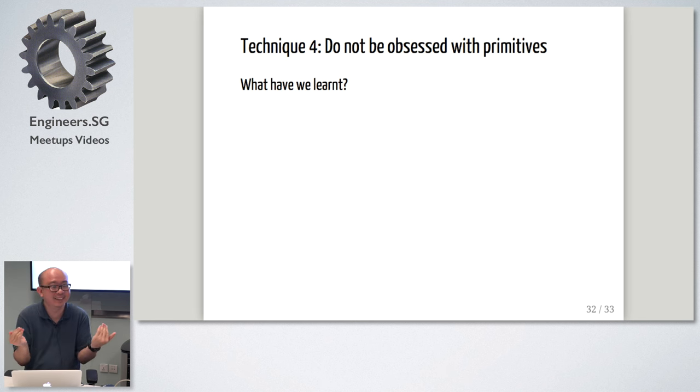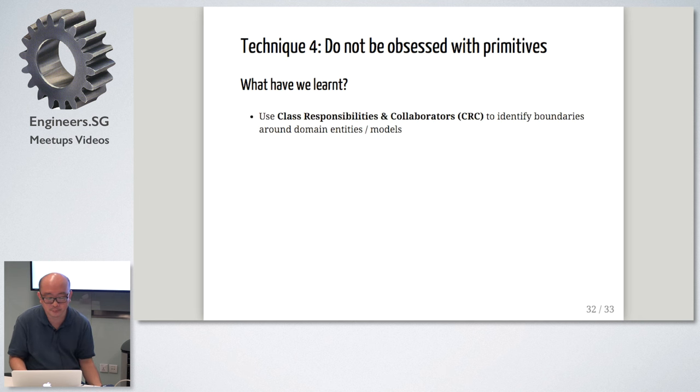Thank you. Okay, so what have we learned so far? We use CRC cards to identify boundaries around domains, entities, and models. We use CRC cards to discover what responsibilities these objects should have, and who the other classes are that they collaborate with. This helps you make your classes slimmer and leaner. Basically, they only do one thing, and your methods also only do logical things that associate with the class.